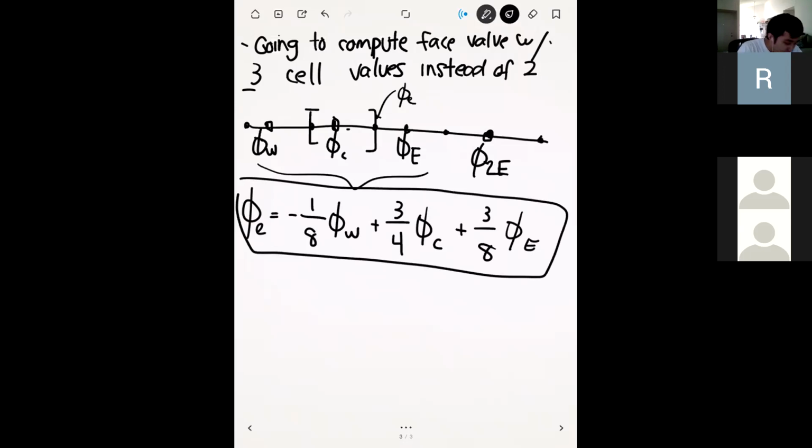So we have a moving picture frame that includes these three terms right here. But then what if we shift that over to the right a little bit? What if we actually include these three? Then we get another flavor of the QUICK scheme. If you can imagine, what I just drew here applies up here. So now we're going to involve phi sub c, phi sub e, and phi sub 2e. Okay. So if we write out that equation, it looks like this.